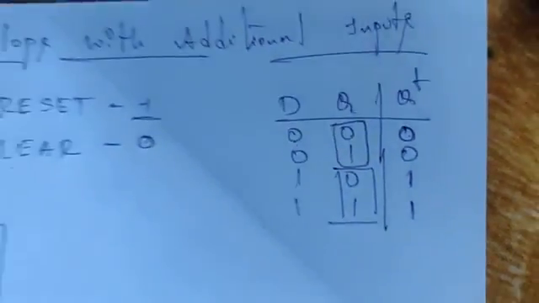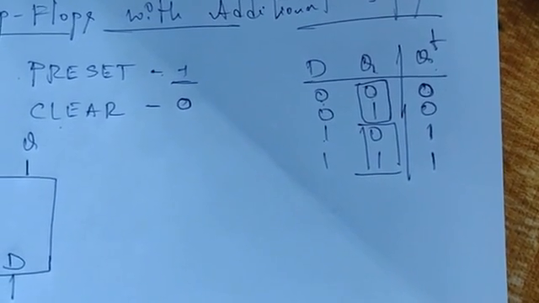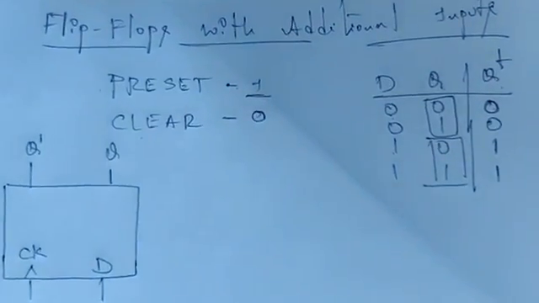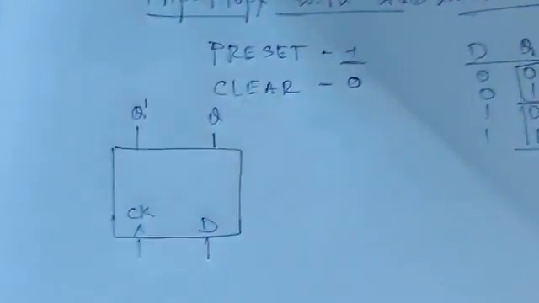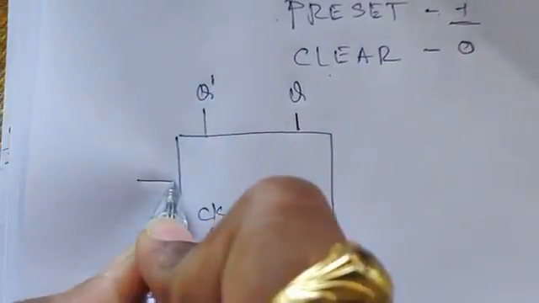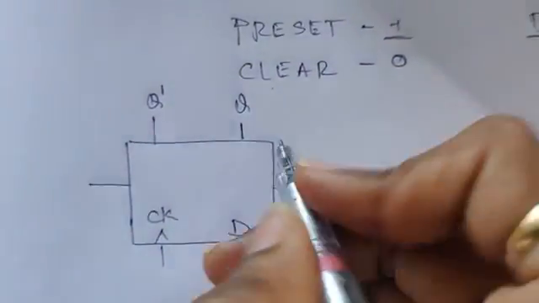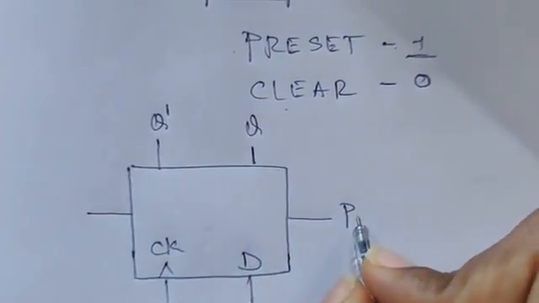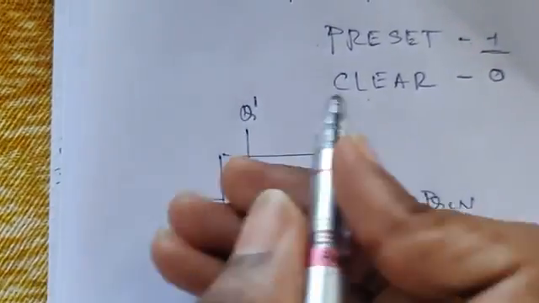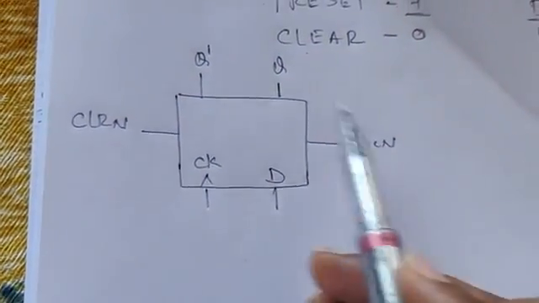So this change of state will occur with respect to the clock pulses, not immediately, not with respect to the data input. It works with respect to the clock pulses. Okay. Keeping this in mind, this is a D flip-flop I have written. I am just adding two inputs for this one, from this side and this side. So I am writing preset as PREN. Preset can be written as PREN. Similarly, clear can be written as CLRN, clear n. Okay. So these are the two additional inputs for this flip-flop.